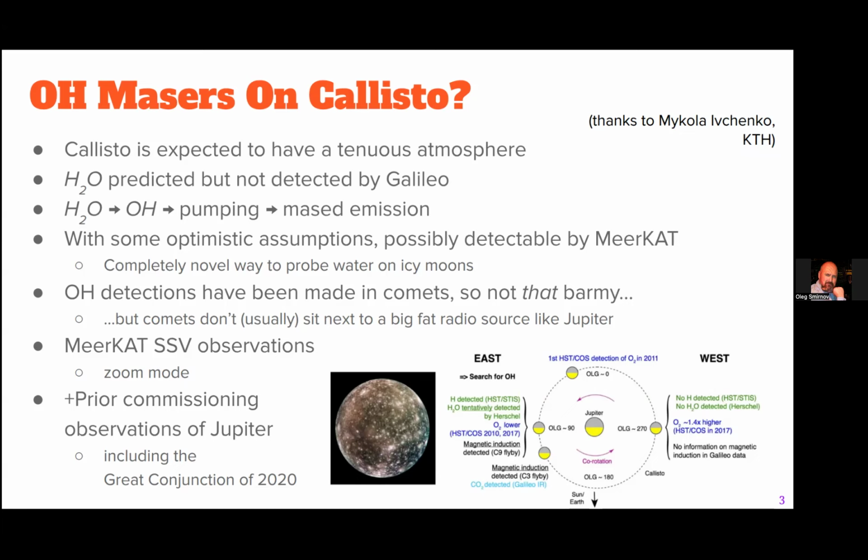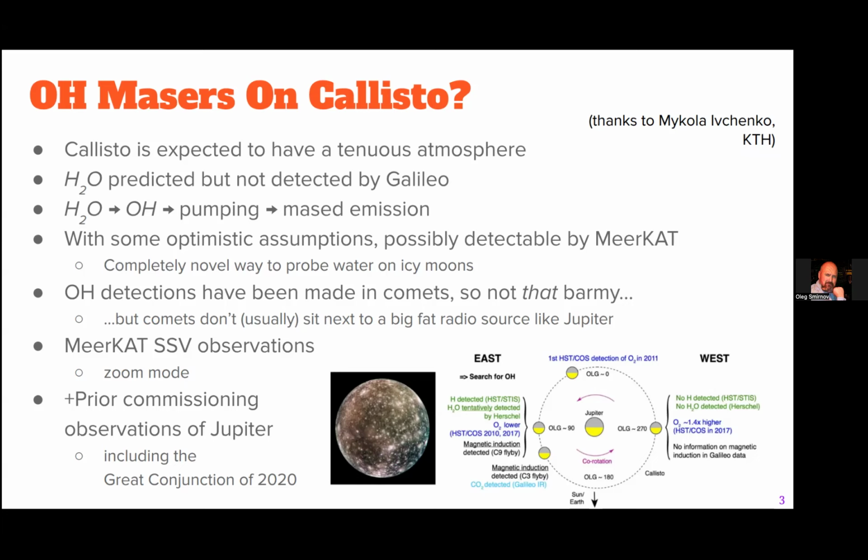I think it was Ruby Van Rooyen who ran some models, and she said, yeah, if you make some optimistic predictions about the models, you might have just enough masing OH emission to be detected by MeerKAT, because MeerKAT is so sensitive. That's a very cool idea because it's a completely novel way to probe for water on icy moons or icy bodies in the solar system. And it's not even that crazy an idea because it has actually been done on comets. There have been single dish observations of comets where, as they get closer to the sun, the same thing happens and OH emission is detected.